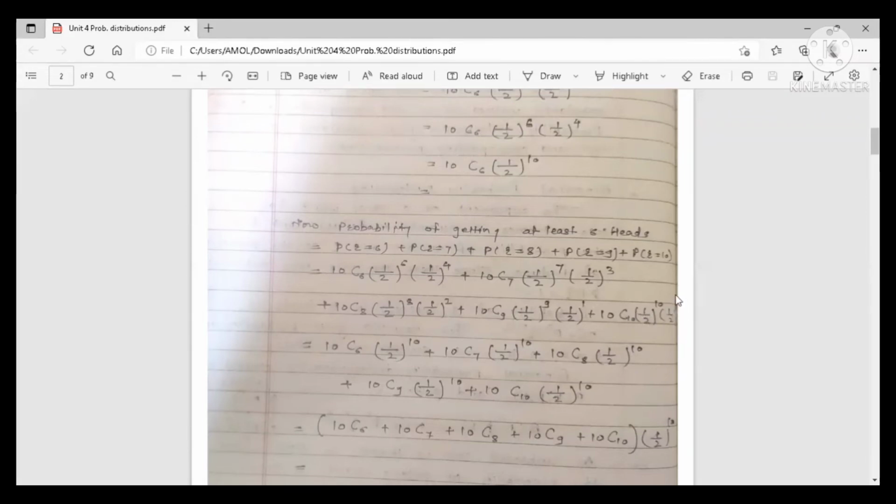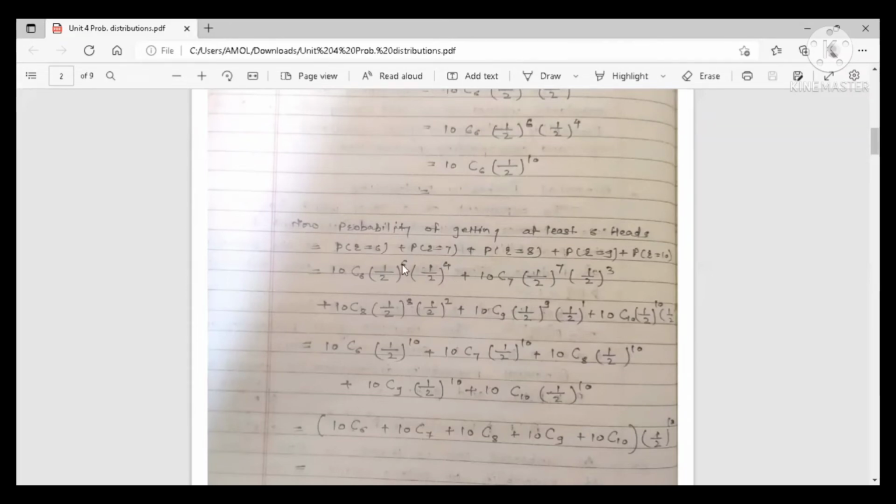So 1 by 2 raised to 0. So you just simplify all the terms. In 10C here, P and Q are same. Therefore, you can add the indices, the powers of that P and Q, because P and Q are same, 1 by 2, 1 by 2.